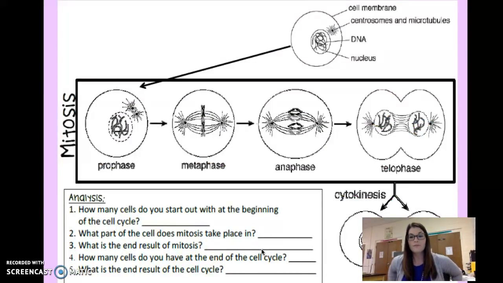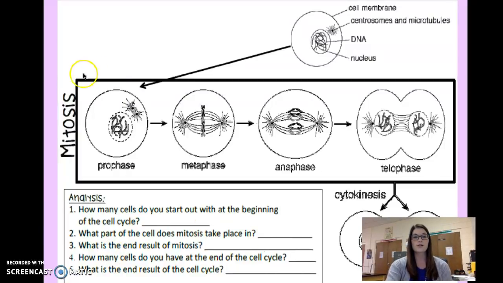Okay, and then at the bottom of your note page, you actually have this exact same picture. I'm going to show you what's going on in this picture. I'm going to give you a little memory device that you might already know to help remember the stages of the process of mitosis. And then we're going to answer the analysis questions just to make sure we're all on the same page with mitosis and the whole cell cycle.